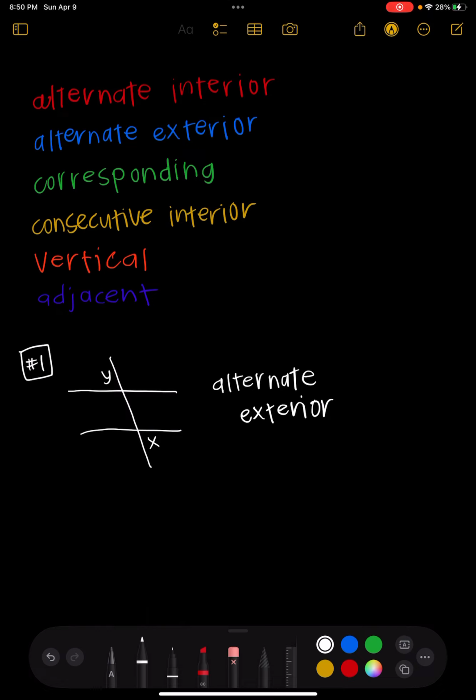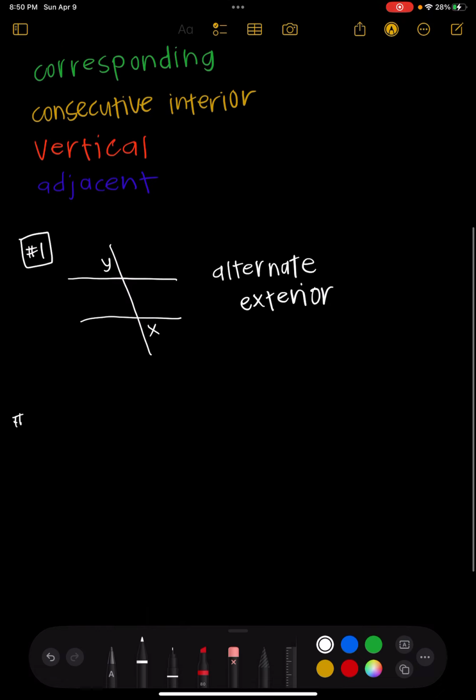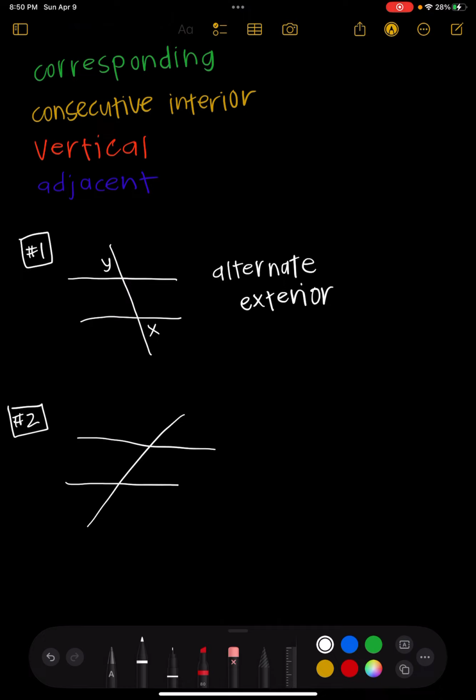All right, now let's do the second example. The second example is again a transversal, and it doesn't matter which way the transversal goes, whether it's diagonal up to the left or up to the right, because it'll be the same no matter what. On this one, we have X and Y, and they're on the same side of the transversal, and they're in the same position on the parallel lines, and when that happens, they're called corresponding.